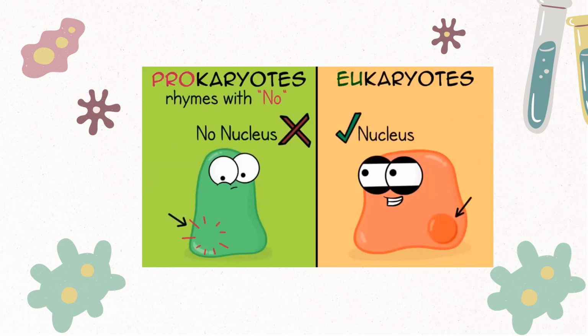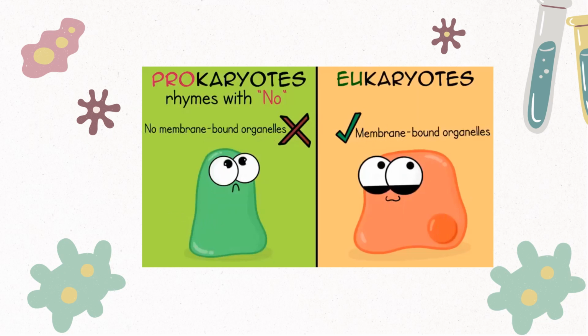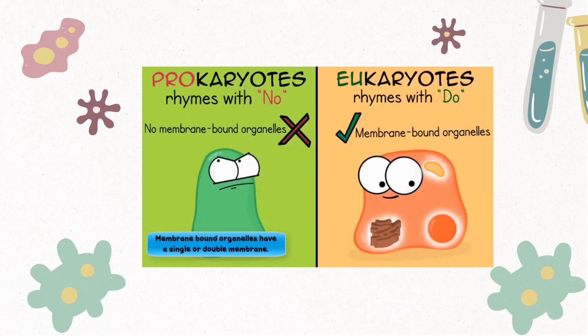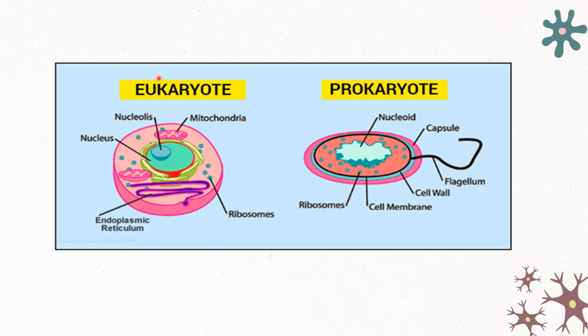Prokaryote, the pro rhymes with no, and they have no nucleus, which holds the genetic material and controls the cell's activities. Prokaryotes have no membrane-bound organelles. Membrane-bound organelles are fancy organelles like the nucleus, mitochondria, and Golgi apparatus. Eukaryotes, the U rhymes with do, they do have membrane-bound organelles. This is eukaryote and this is prokaryote.